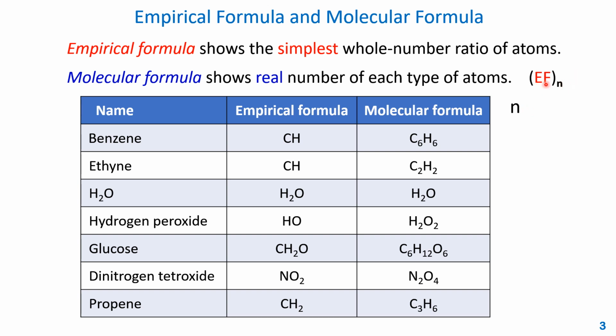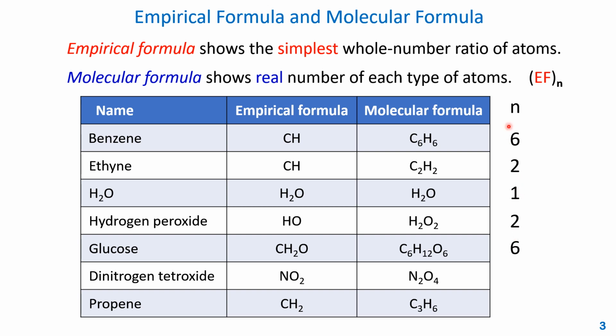of empirical formula. For benzene, the N is 6. See, empirical formula times 6 will be the molecular formula. For ethine, the N is 2. You can see the multiple. For water, it's 1. It's the same. Hydrogen peroxide is 2. And glucose is 6.